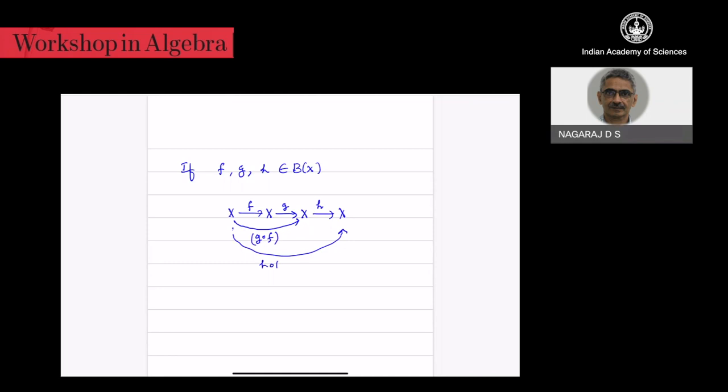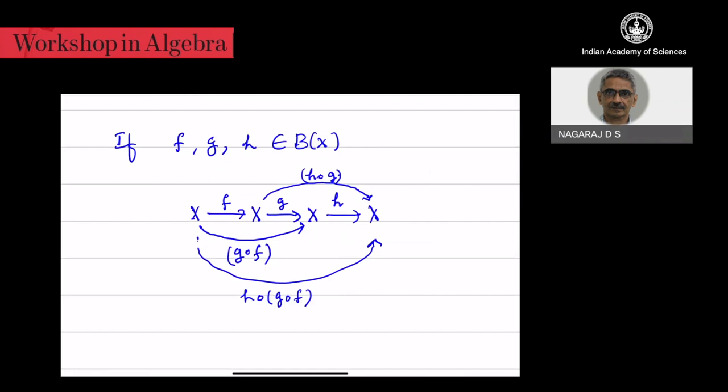But I can first compose g and h. So g circle h, I have this bijection, and then I pre-compose with f. Then I get a bijection again. This is h composed with g composed with f. So you can verify this. Both these compositions are the same.